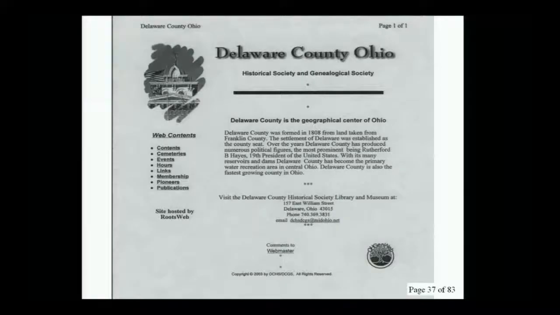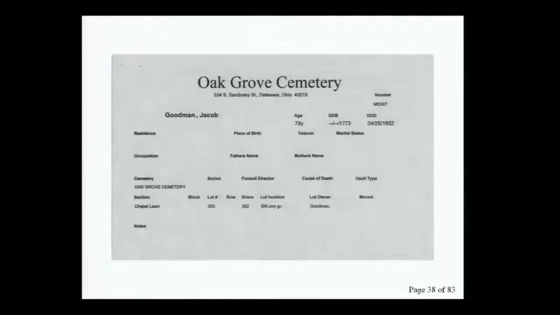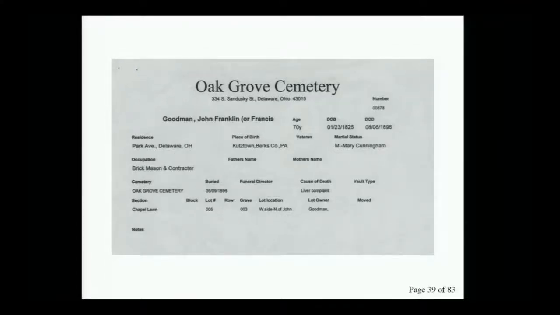But then I visited the Delaware County Historical Society online on U.S. Gen Web, slide 37, and they have available on their website the database of cemetery records. And that search found, slide 38, a listing in the Oak Grove Cemetery for Jacob Goodman, and slide 39, also one for John Franklin Goodman, or Francis. I don't know where the Francis came from. First time I've seen that. And it says he was born in Kurztown in Berks County, Pennsylvania.